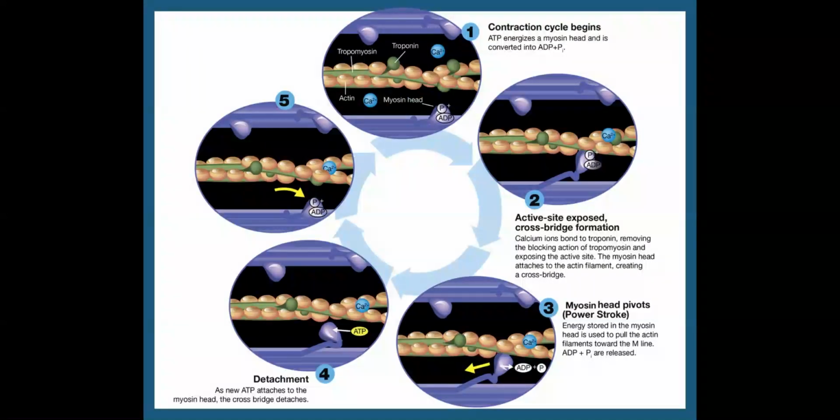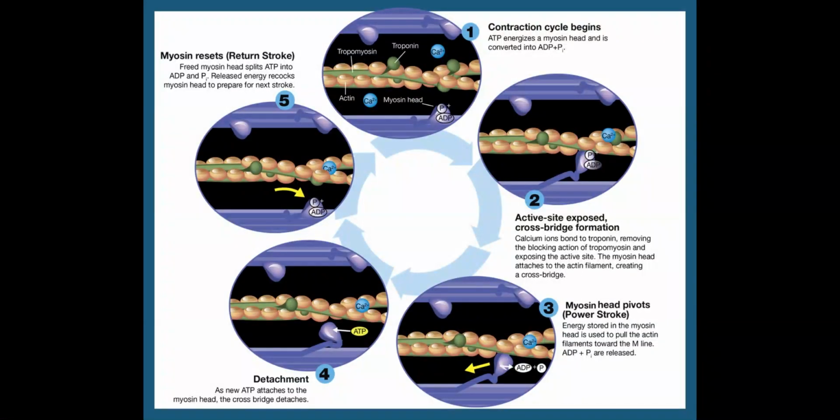As a new ATP attaches to the myosin head, the cross bridge detaches. And then in step 5, the myosin resets. This is called the return stroke. So the freed myosin head splits ATP into ADP, and it releases energy. This released energy recocks the myosin head to prepare for the next stroke, and the cycle can continue.